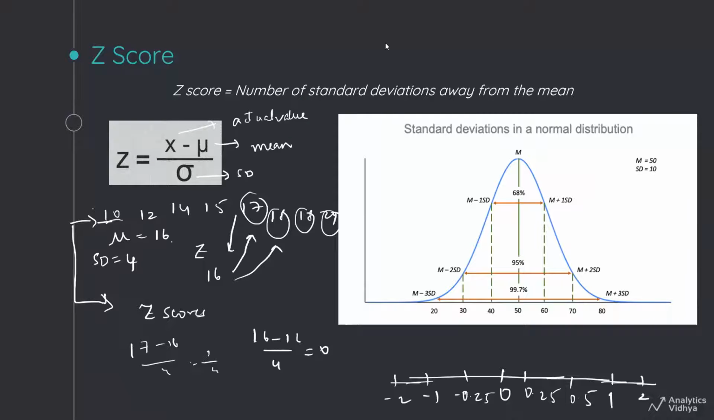Where did you just get the value of Z? So Z is being calculated here. Z is a mapping of your original values into a standard value, right? So X minus mu by sigma is this.